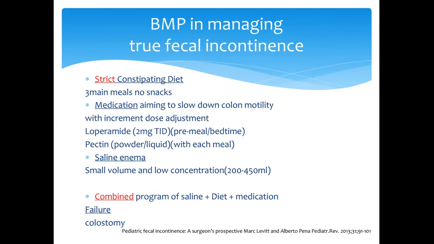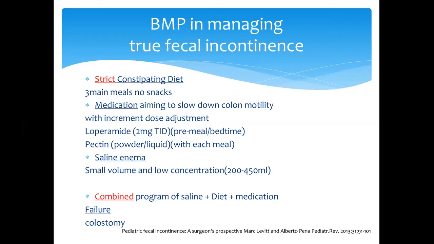The medication we use is under the category of the slow-down colon motility group of medicines. We have the option of using loperamide and the option of using pectin. Loperamide can come in liquid or capsule of 2 milligrams. We can upgrade the dose from once, twice, to 3 times a day. We prefer to give it either at bedtime or pre-meal. The pectin comes in a powder or a liquid, and we can take it with each meal.